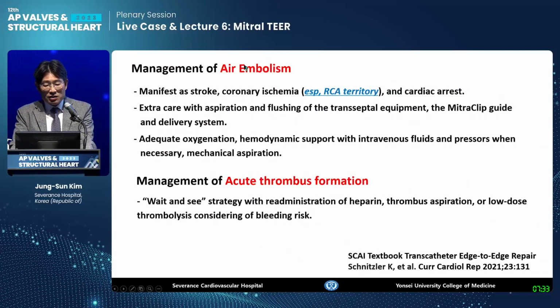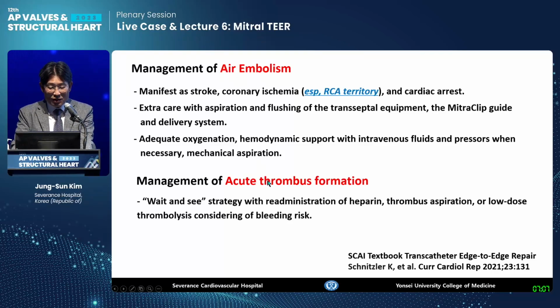So how to manage or detect air embolism? Usually air embolism manifests as a stroke or coronary ischemia, ST elevation, especially in the RCA territory. So we should take extra care with aspiration and flushing during the procedure. And in this event, we usually maintain adequate oxygenation and hemodynamic support with fluid or pressors.